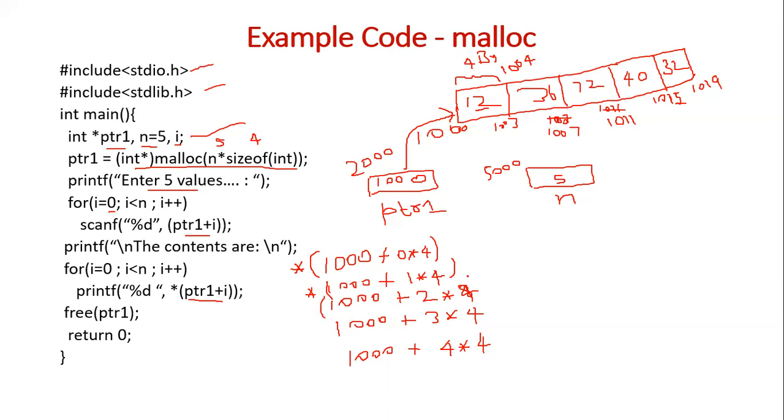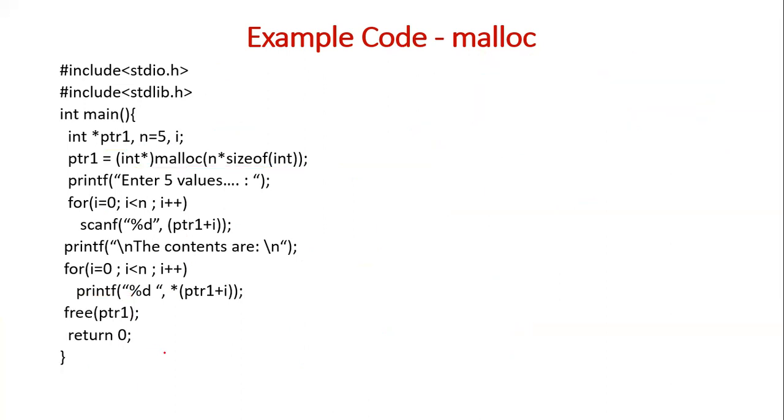Then in the next round, i is 2. So 1000 plus 2 into 4 is 1008. So that is the address. Star 1008 is value at 1008. That is 72. Display that. Then the next is 1000 plus 3 into 4. That is 1012. So value at 1012 is 40. The next, 1000 plus 4 into 4, it is 1016. You can see the star is here. So value at 1016 is 32. So that is what it will display. So this is how malloc works, right?